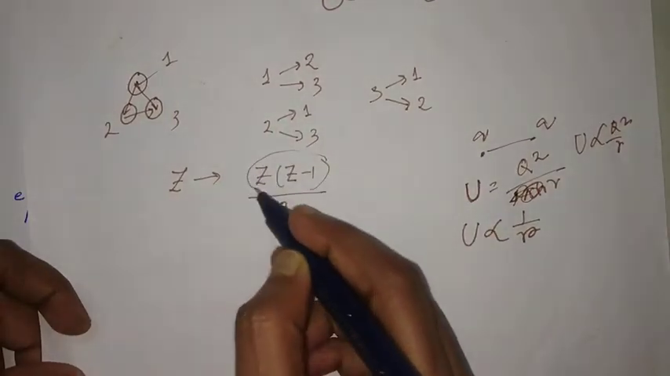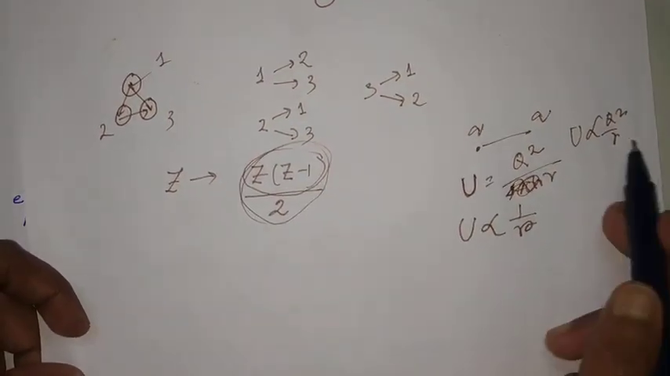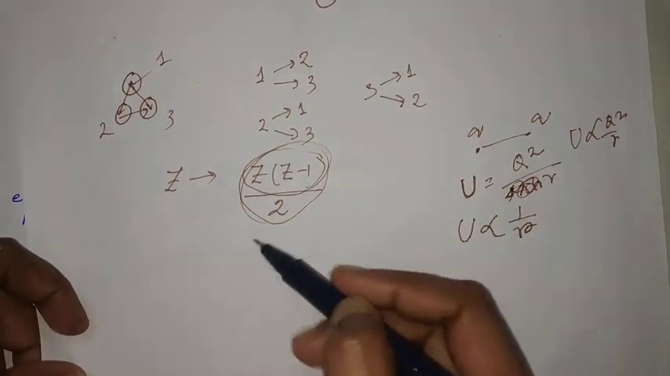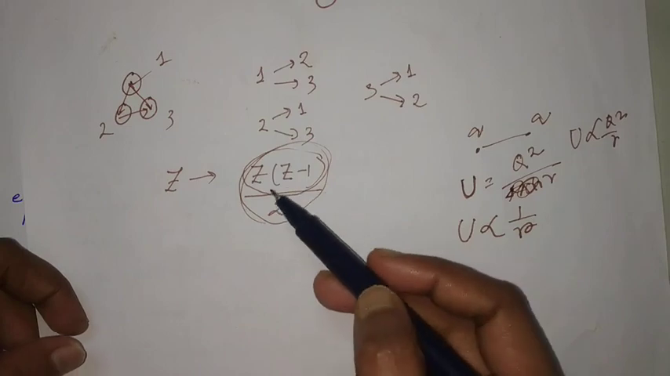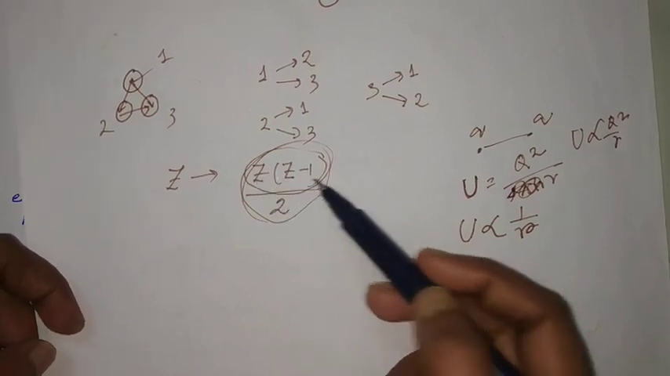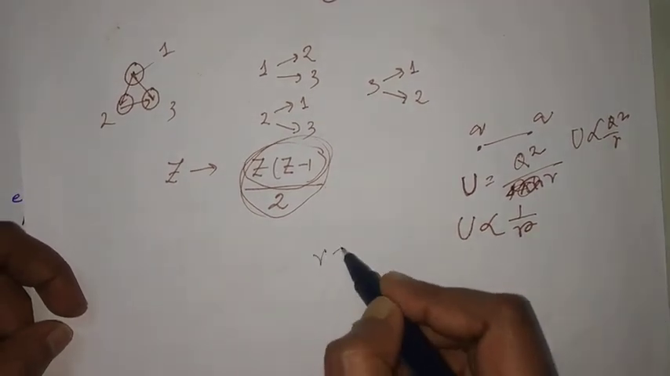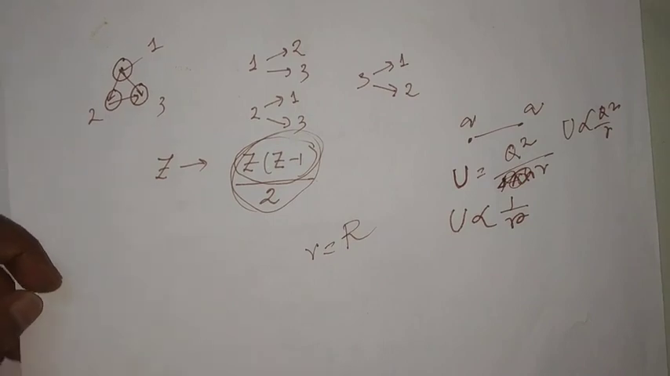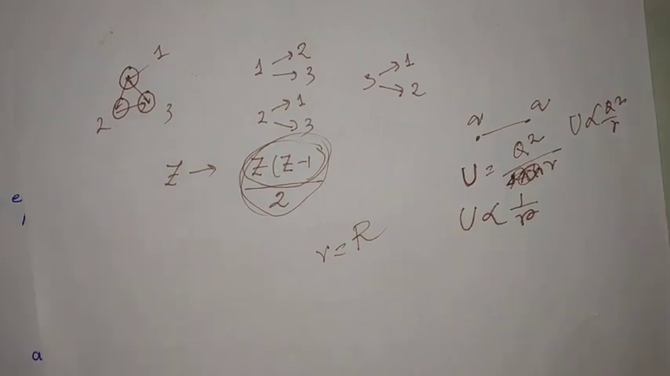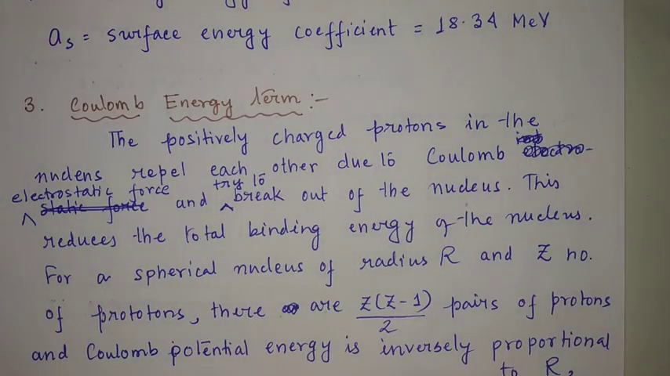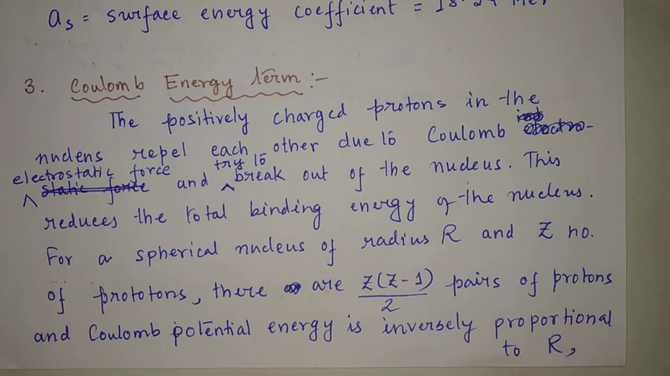So instead of Q square, here we are getting this Z into Z minus 1 divided by 2 term. Q is the charge of the 2 charges, so instead of Q square we are getting this many interactions, Z into Z minus 1 by 2, and in the denominator we have R. So what is R here? Here R is the radius of the nucleus, capital R, which we will be using. So Coulomb potential energy is inversely proportional to R. Here we are taking the average value, not that the distance between every proton pair is R, but on average we are taking this value.